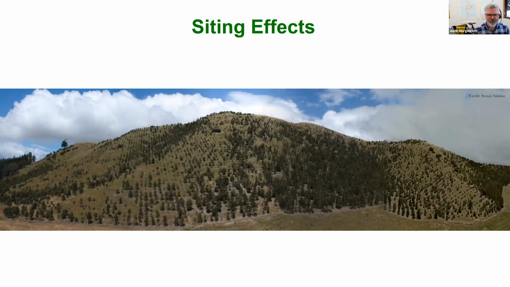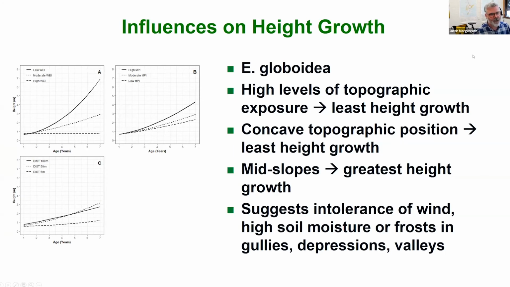Those topographic conditions create different soil moisture availabilities and different amounts of radiation interception. In general, they create different growing conditions for a species, and we wanted to understand how Eucalyptus globoidea and some of the other durable eucs responded to these siting effects. PhD graduate Siraja Selikan, who's now working at Scion, undertook the vast majority of this research.